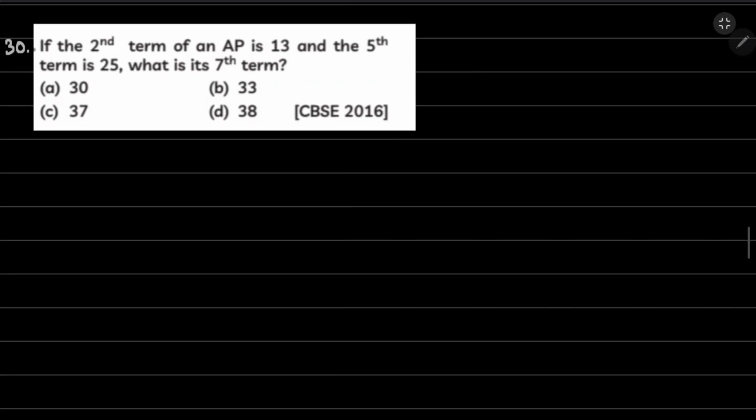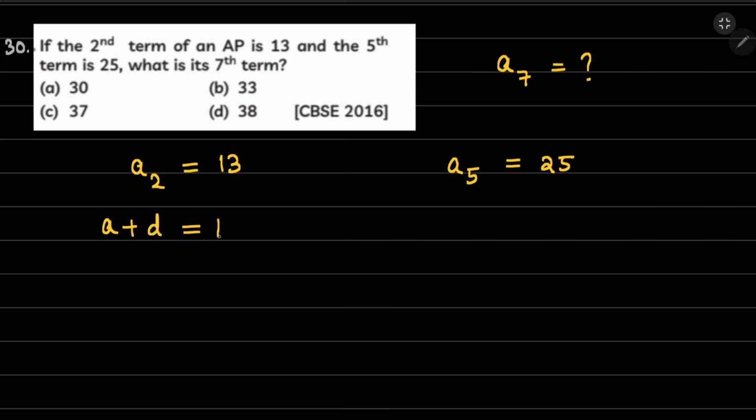If the second term of an AP is given to you, how do you denote the second term? A2 is 13 and the fifth term, A5, is 25. You have to find out what is its seventh term. A7 you have to find out. So let's write what is A2. It is A plus N minus 1 into D. 2 minus 1 is 1. So A plus D is 13.